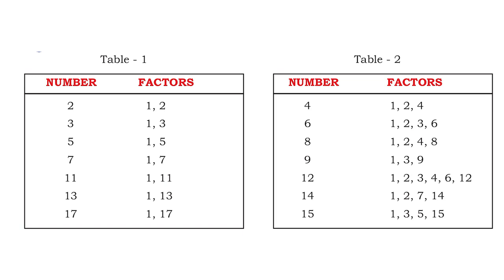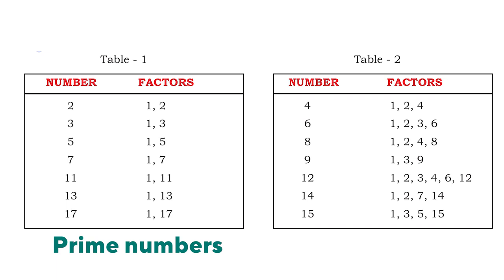Let's look at these two tables. Both the tables have numbers on the left side and factors on the right side. In table 1, if you notice, all numbers have only two factors, 1 and itself. For example, look at number 5. The factors are 1 and 5. Number 13, the factors are 1 and 13. So those numbers in table 1 are called prime numbers.